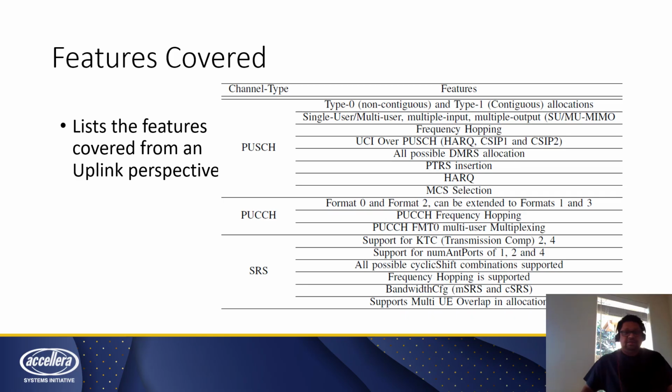So here's a list of features that were covered from the uplink perspective. It's just to give an idea as to what could be achieved with the constraint random scenario generation. Pretty much covered all the tough scenarios in PUSCH, PUCCH, and SRS with respect to an uplink perspective.